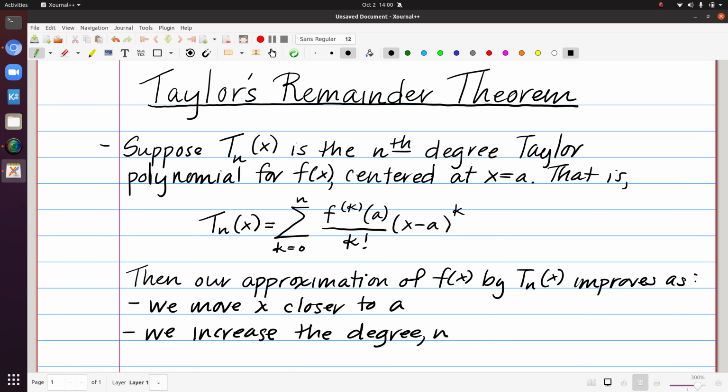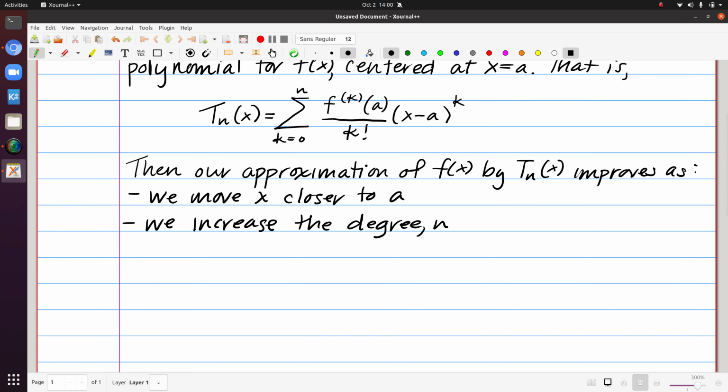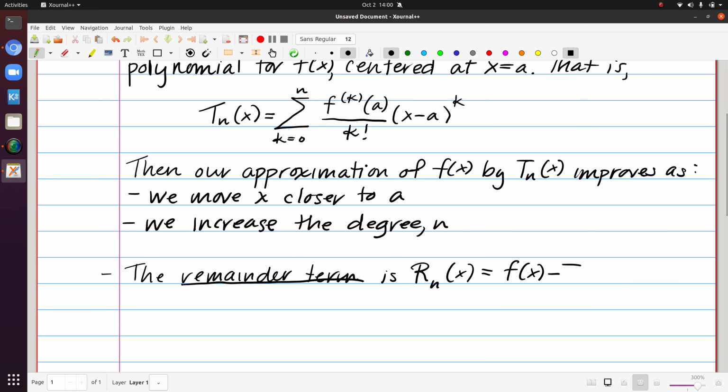So in this lecture, what I'd like to consider is the idea of approximating a function by its Taylor polynomial, and then focusing on the resulting error, which we're going to call the remainder. We are going to define the remainder term, which you can really think of as the error, as r sub n of x, and this is simply f of x minus the approximation of it, which is t sub n of x.